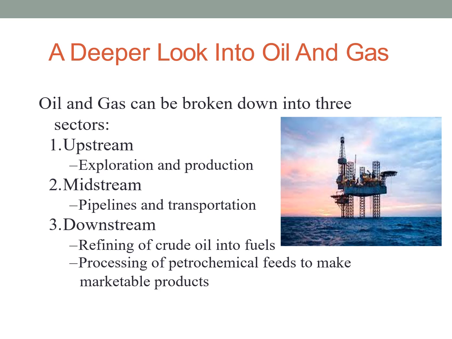So if we take a deeper look into oil and gas, it can be broken down into three sectors: upstream, midstream and downstream. Upstream is exploration and production, midstream is pipelines and transportation, and finally downstream is refining of crude oil into fuels and processing of petrochemical feeds to make marketable products. So this is the main thing. So three sectors. So we will see them one by one.